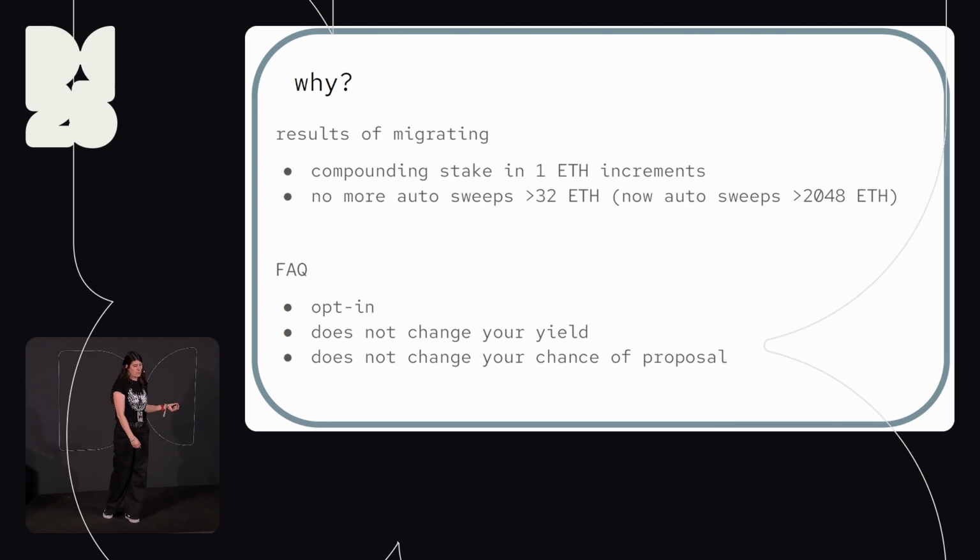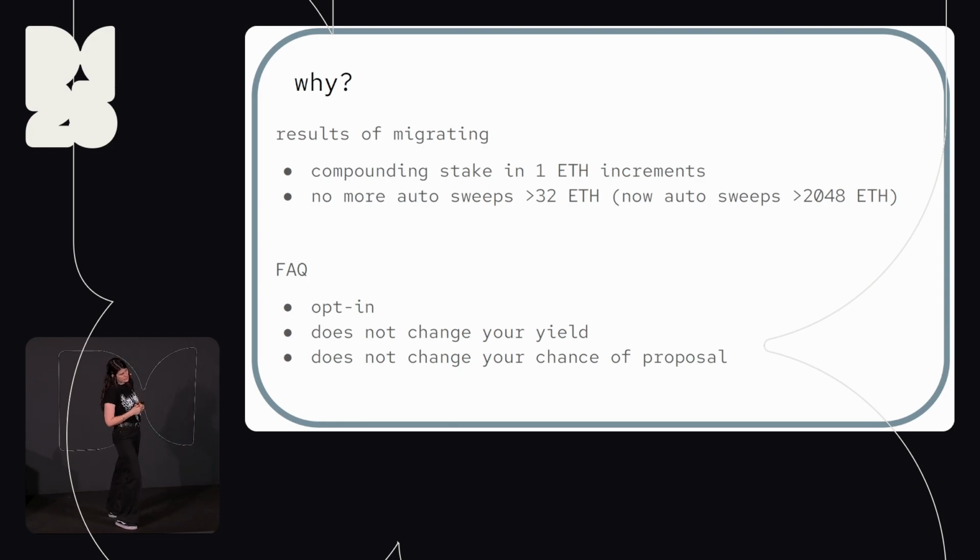But with this new max effective balance, you can stake 32, 33, 34 ETH, and it's not auto sweeping over 32 ETH anymore. It's just being left in the validator, which essentially enables auto compounding. And that can be better for accounting in some jurisdictions.